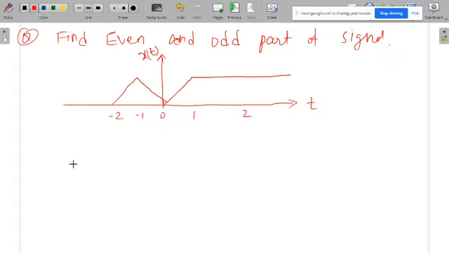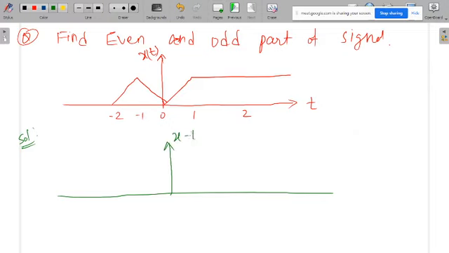Is it an even signal, an odd signal, or neither even nor odd? Neither even nor odd signal. Just by looking at it you can easily tell. So that means we can find the even part and odd part of the given signal. For that we have to find x of minus t, then add and divide by 2. We will go one by one. First we will find x of minus t. What is the value of x of minus t?